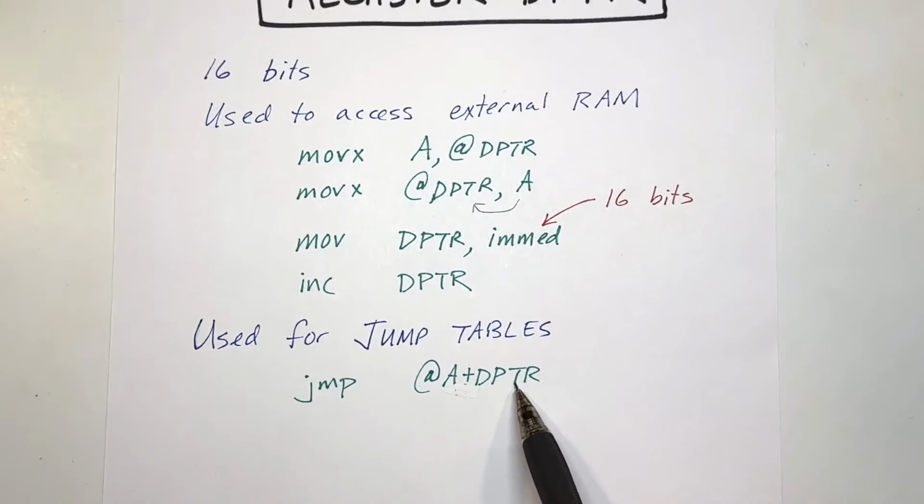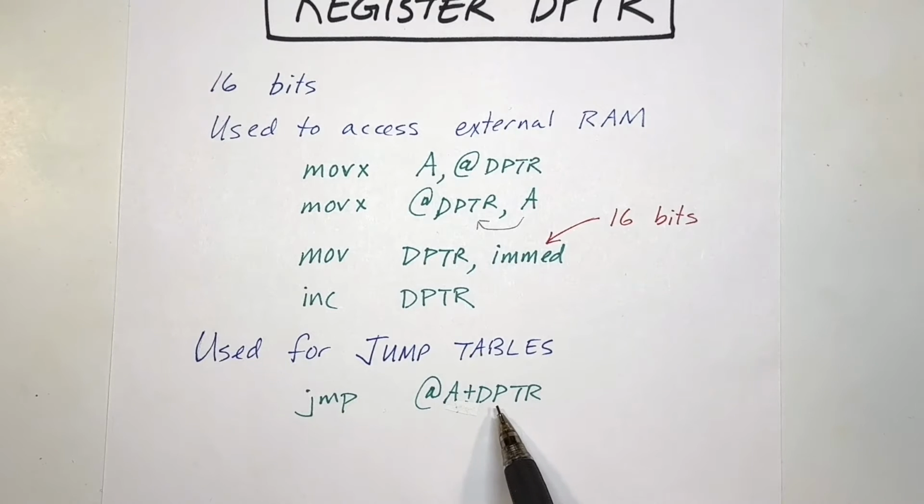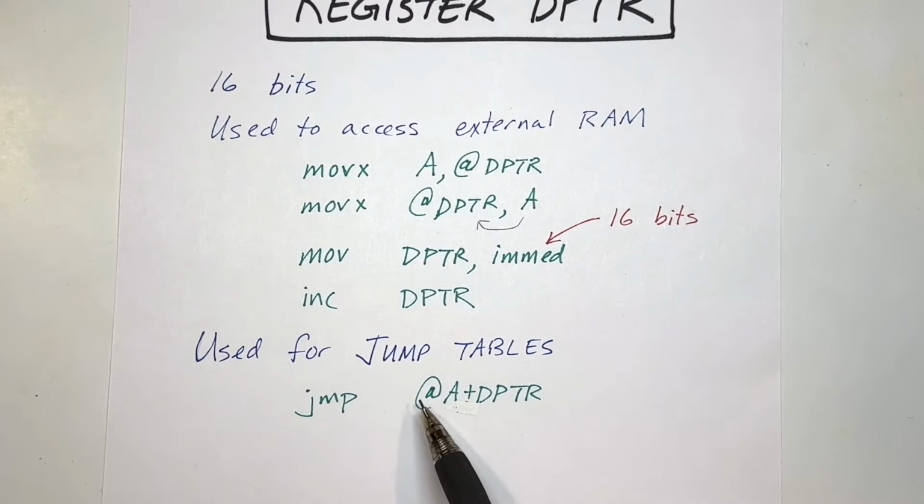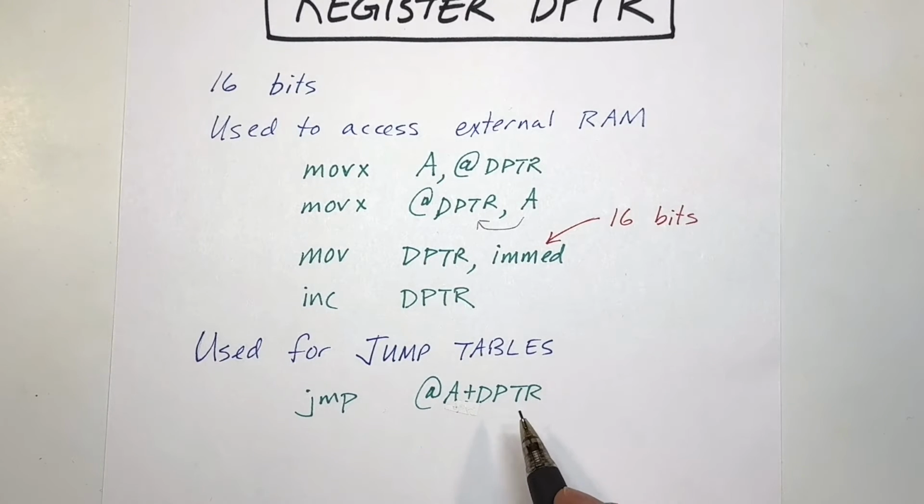We can also use it to compute an address for the target of a jump instruction. So we can jump to an address, and that address is given by the value that's in the DPTR register. But first we add whatever's in the accumulator. So if we have, for example, a table of things, a table of jumps, we can use A to compute which one of those we'd like to jump to, and use that as an index. This might be useful for case statements, for implementing switch statements, and that sort of thing.